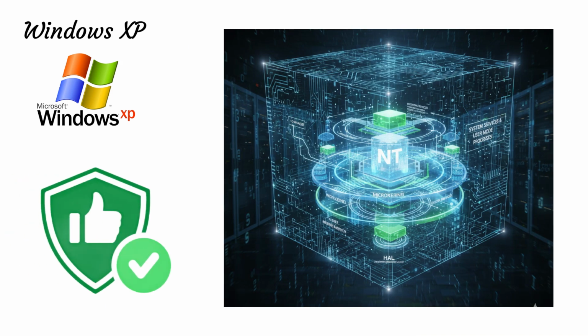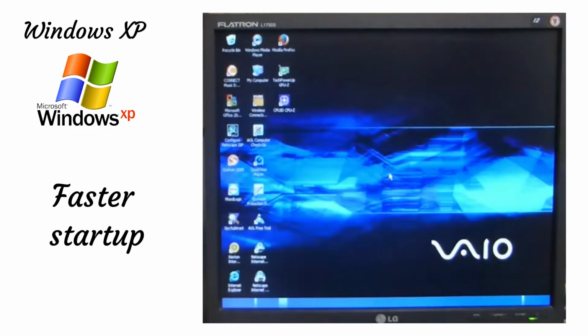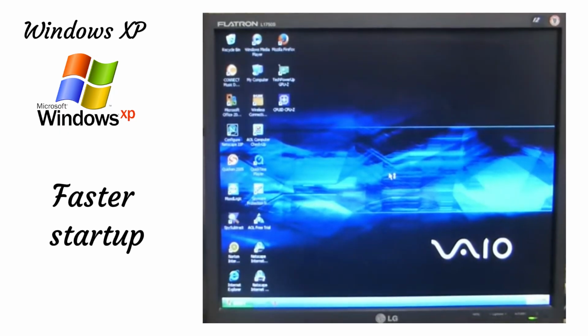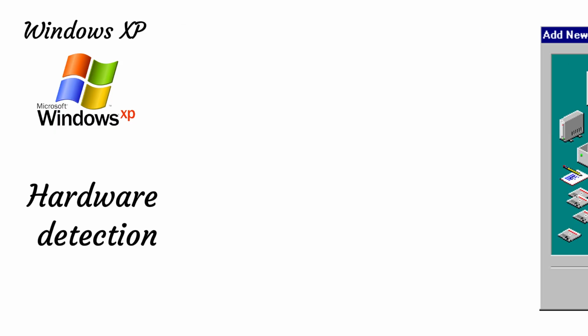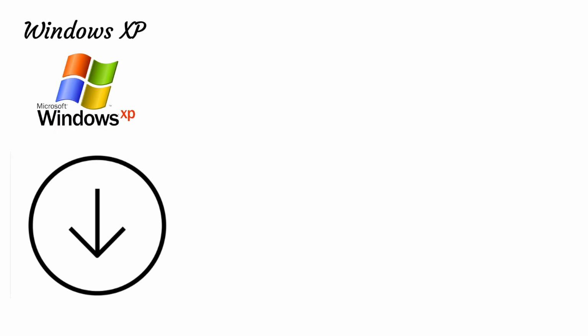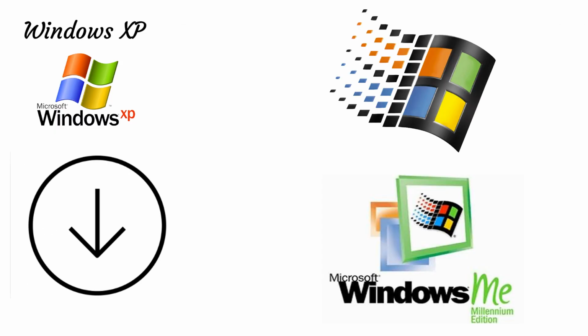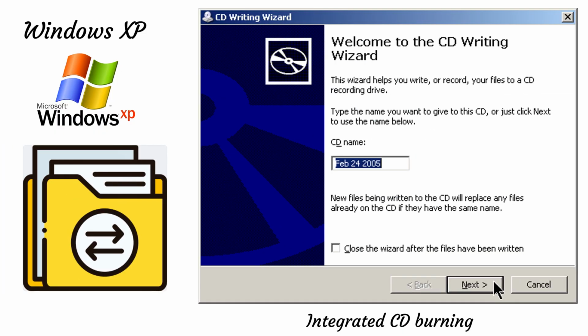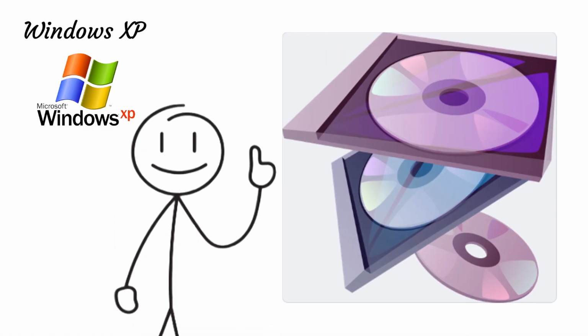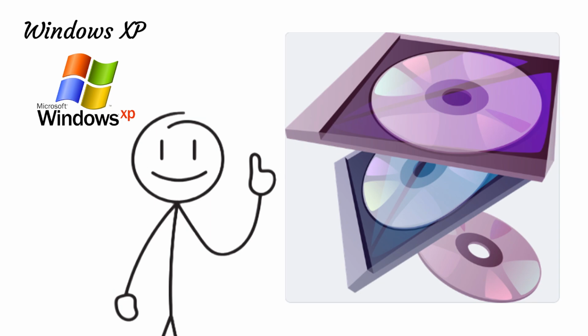Other than its appearance, Windows XP also had a faster startup time than the previous versions and better hardware detection. So, when you plug in something, it had fewer crashes and errors than in Windows 98 or Windows Millennium Edition. Oh yes, Windows XP also featured integrated CD burning that made transferring and sharing files much more convenient. This feature was great because CDs were the most popular kind of storage at that time.